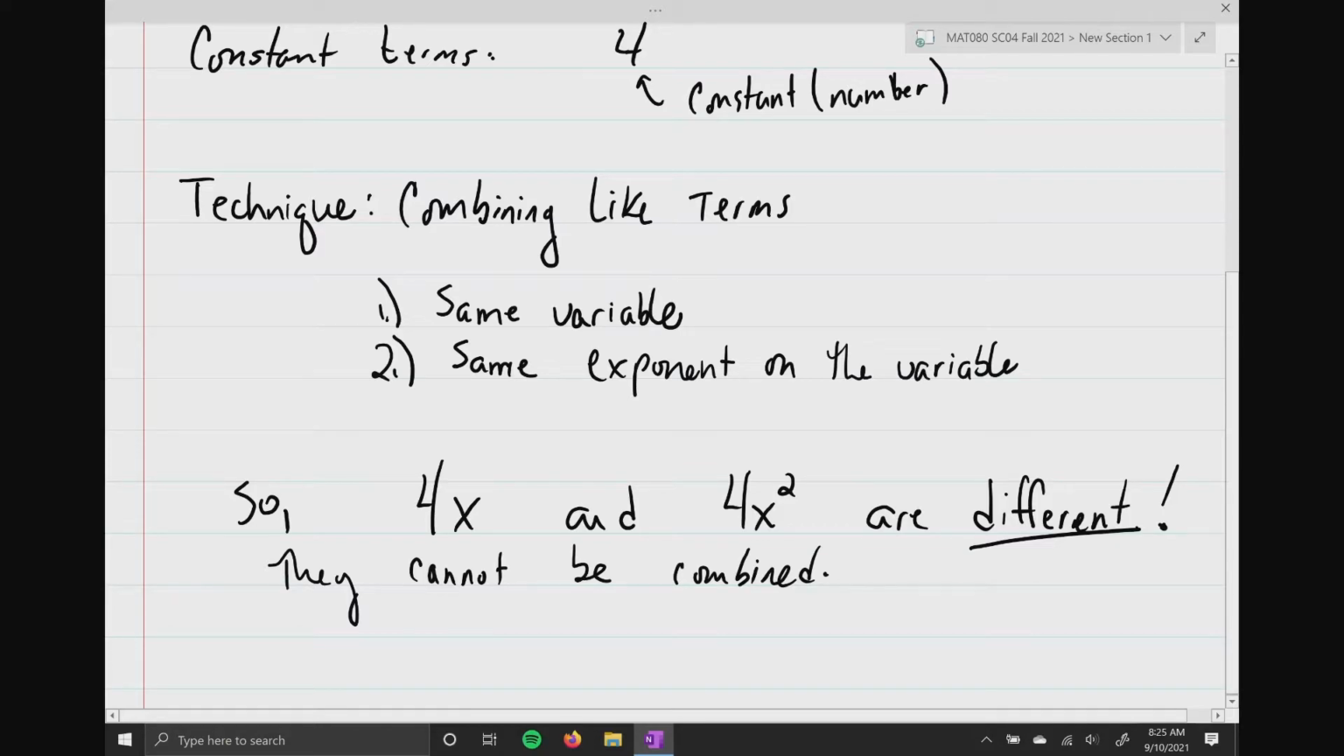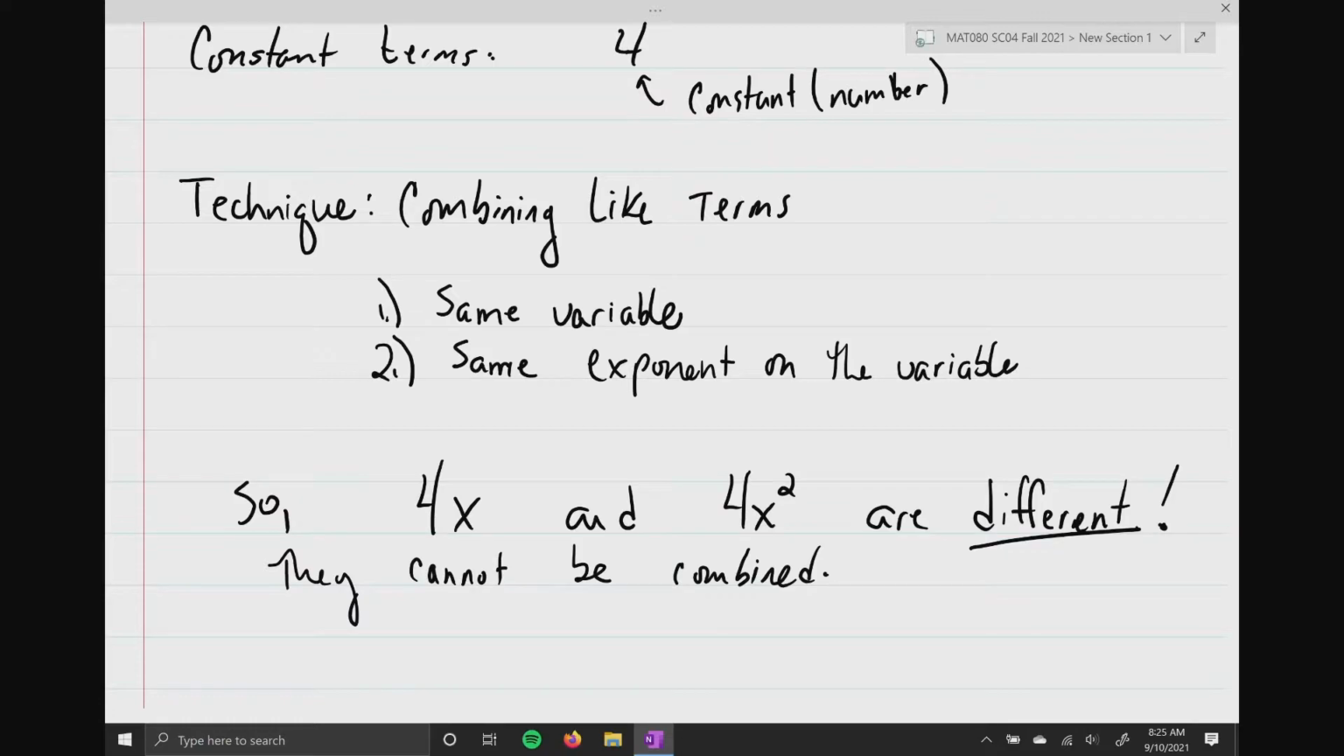Okay? Because if you look at the 4x and the 4x squared, they both pass the first row, which is same variable. They both got the letter x. However, they differ in their exponent on the variable. Therefore, they're not the same. Does that make sense, everyone?